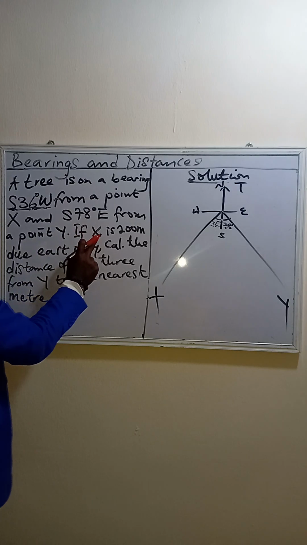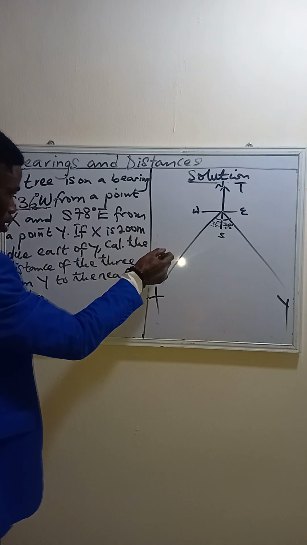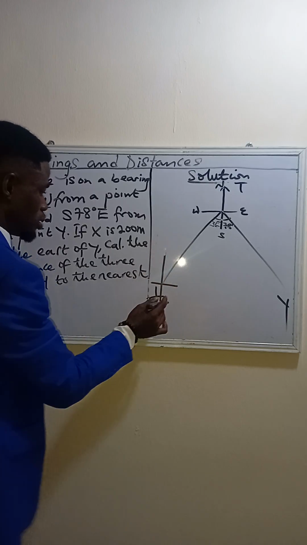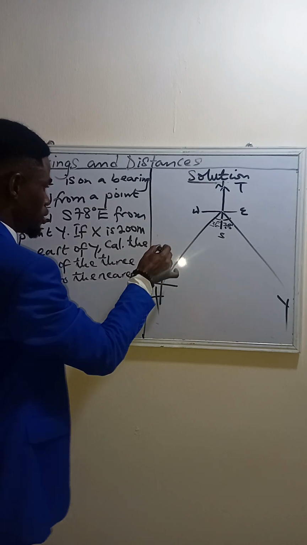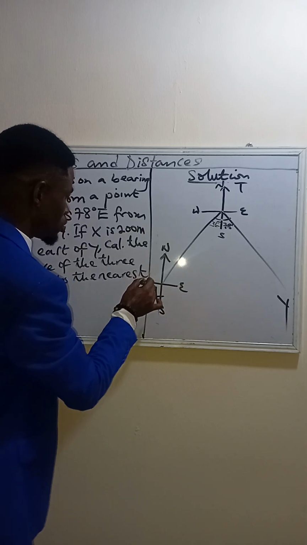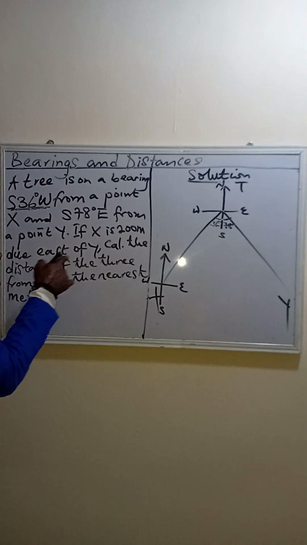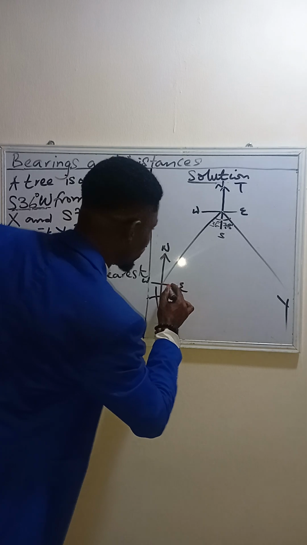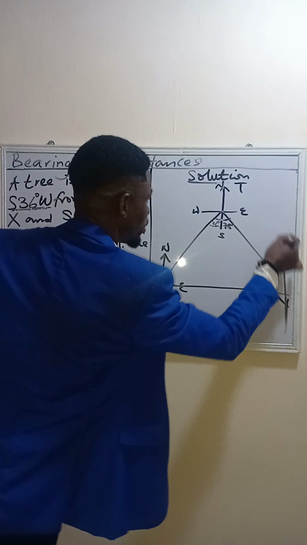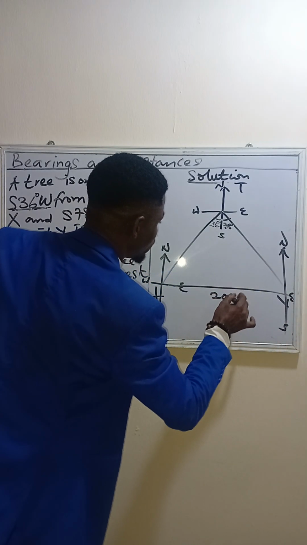Now, if X is 200 kilometers due east of Y, look at it. You draw another cardinal. This is the east. The north of X is this, the east of X is this, the south of X is this, and the west of X is this. And we are told that X is 200 kilometers due east of Y. So this is east of Y, then you draw another cardinal. So this is east, this is south, and here is 200 kilometers.